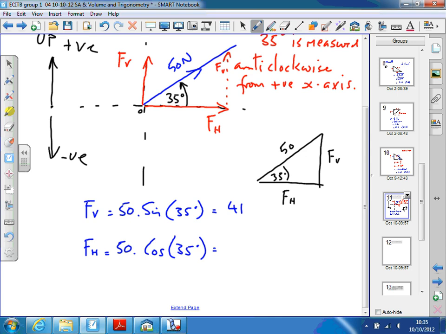41 newtons, to two significant figures, which is appropriate. And this one would be? Oh, no, that's the bottom one. And then the vertical, 28.6, so it is 29.